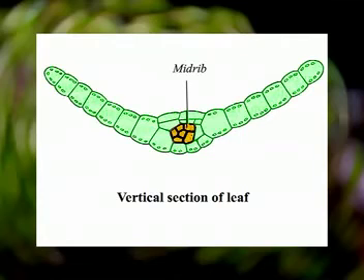Internally, the leaf has a very simple structure. The lamina, also called wing or blade, is composed of a single layer of large thin-walled cells which are rich in chloroplasts. The chloroplasts are peculiar in that they continue to divide even after the leaves have attained maturity. These chloroplast-containing cells form the main photosynthetic tissue of the gametophyte.